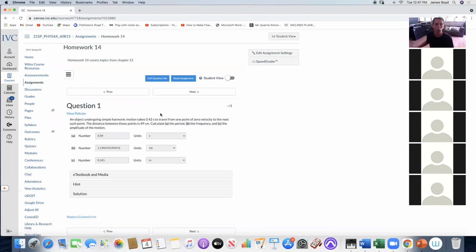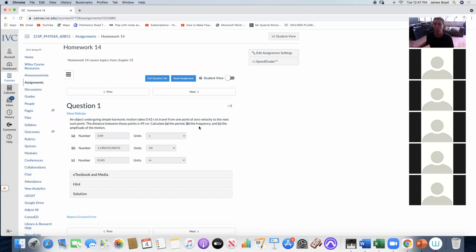Question 1 says an object undergoing simple harmonic motion takes 0.42 seconds to travel from 0 velocity to 0 velocity. And the distance between those points is 49 centimeters. So they want you to calculate the period. The period, though, remember, is 1 point back. So it goes to 0, comes back to 0. So it would have to be double that.